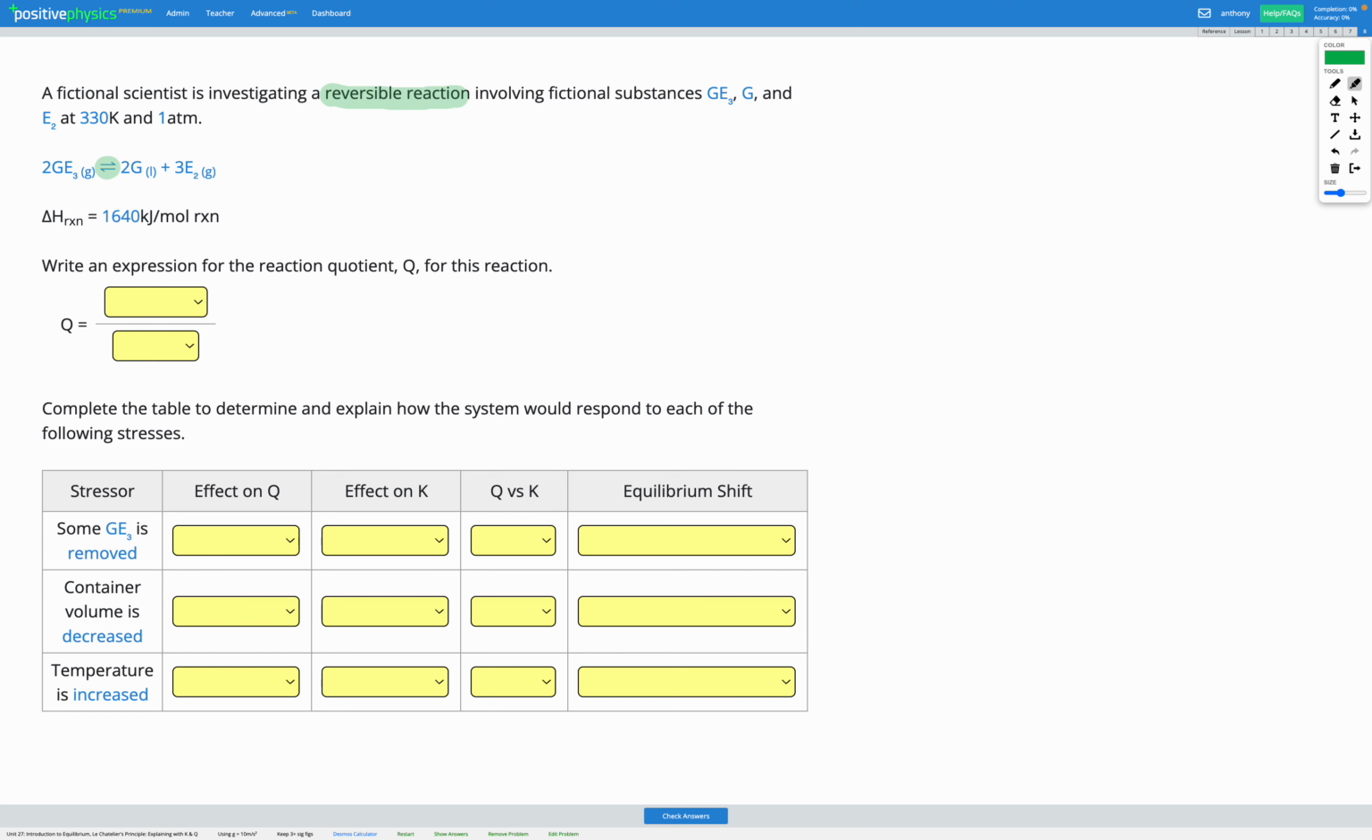We're also told the enthalpy change of reaction is 1,640 kilojoules per mole of reaction. That's telling us, since we have a positive enthalpy change of reaction, our reaction is endothermic, meaning it takes in energy. We're going to start by writing an expression for the reaction quotient Q for this reaction.